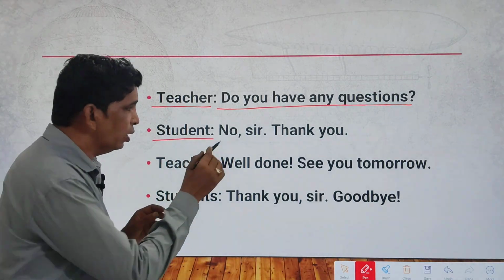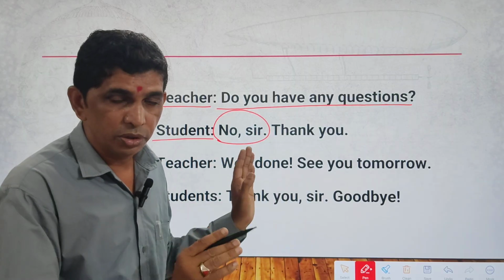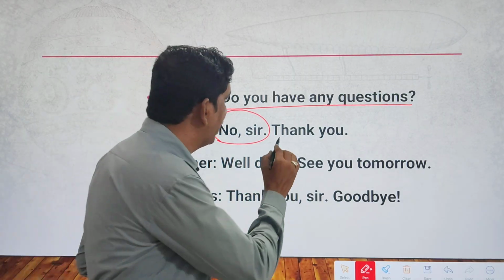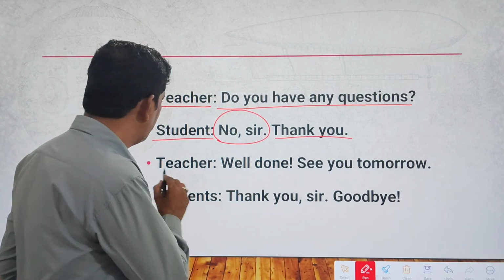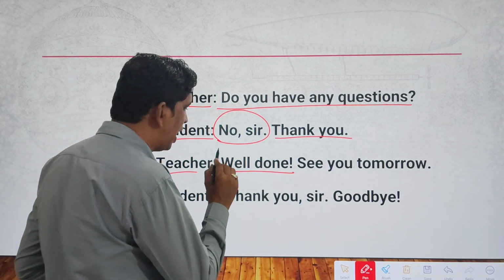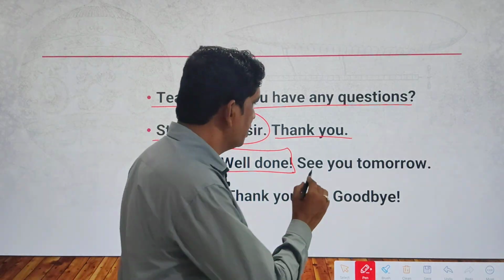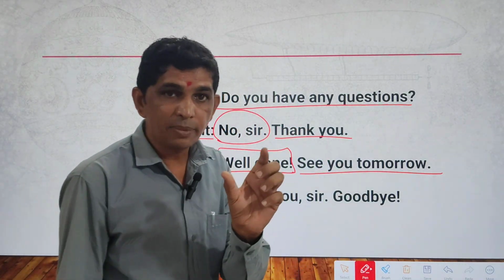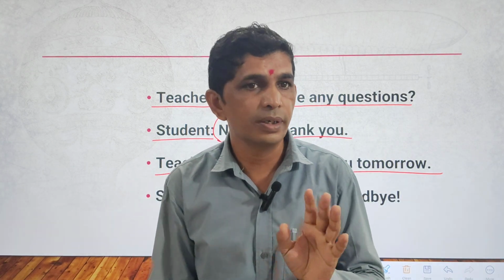And now students said, no sir. Students have no question, so they replied, no sir, and thank you. He said this to the teacher, and the teacher said, well done. Now the teacher once again became happy and said, well done, and see you tomorrow. And he left the class and said, see you tomorrow. We will meet again tomorrow.